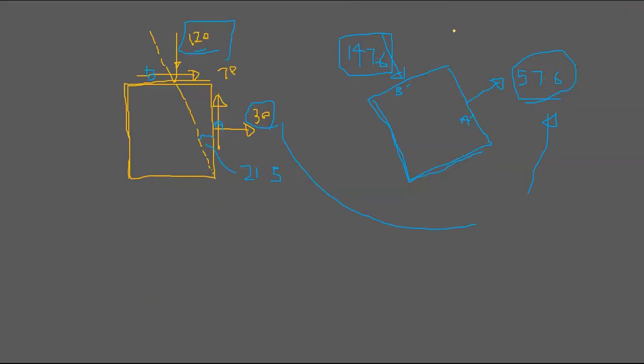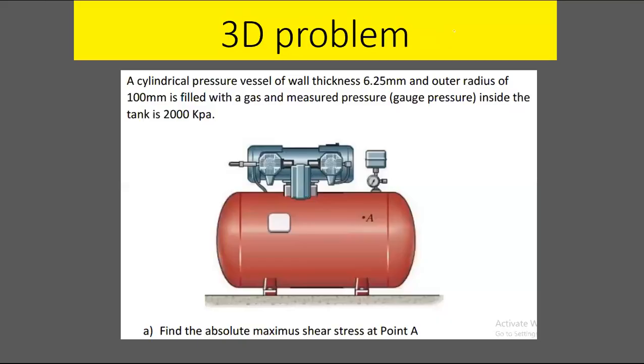So you can go ahead and let's do a problem like this, 3D, right? So it shows you a cylindrical pressure vessel with a wall thickness of 6.25 and a 100 millimeter outer radius, filled with gas, and the measured pressure gauge inside the tank is 200 kilopascal, right? That means 2 megapascal, right? So find the absolute maximum shear stress at point A, right? Let's say this is point A. You take an element, right? So this is your pressure cylinder, right?